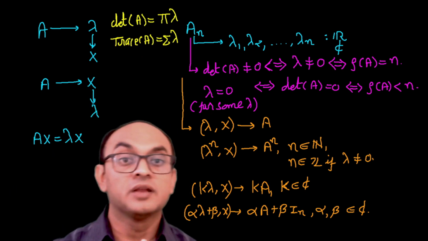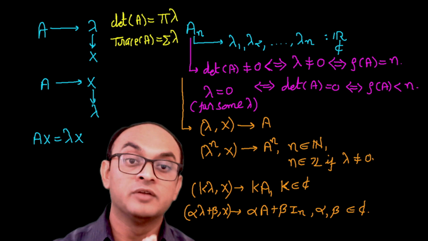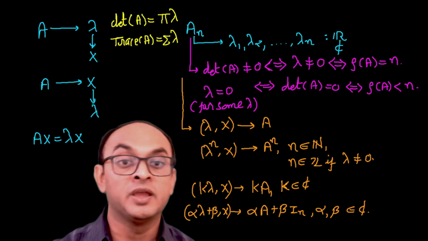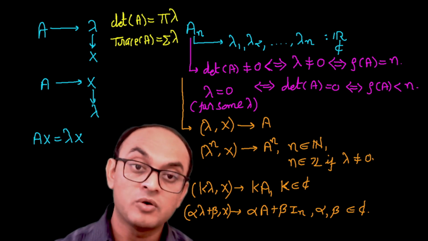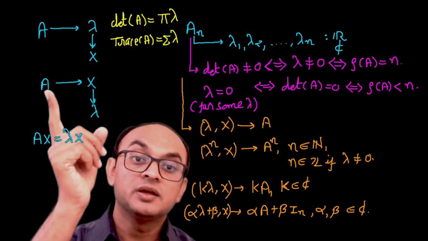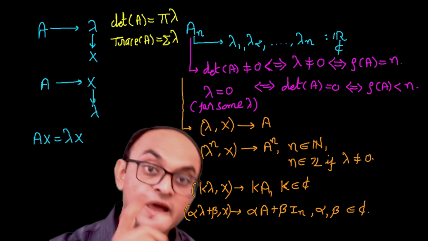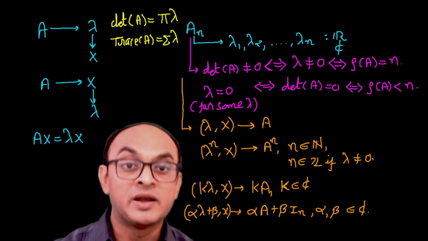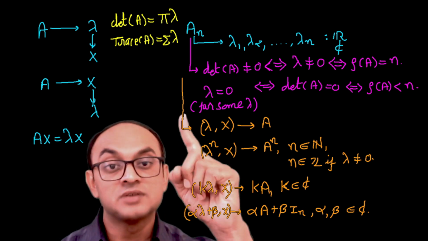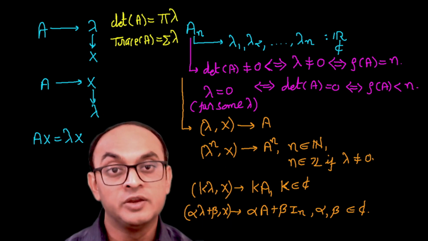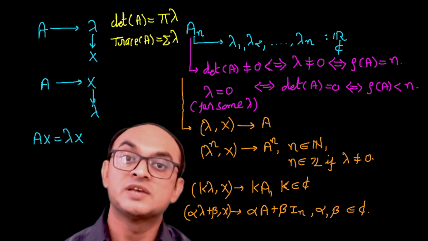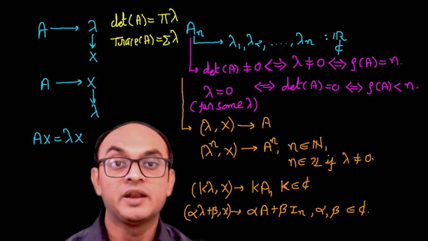You might have idea about two more relations. Determinant of A is equal to product of the eigenvalues, and trace of A is sum of the eigenvalues. You know how to find determinant of A, but what is the trace of A? The sum of the principal diagonal elements of the given matrix, and that is same as the sum of the eigenvalues. This was the review about the eigenvalues and eigenvectors which has relation with the given matrix A.